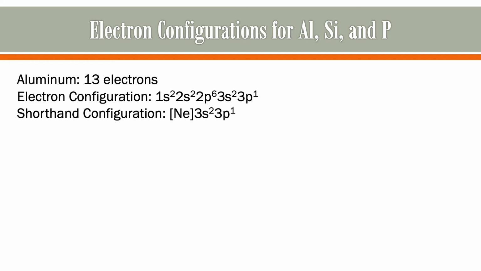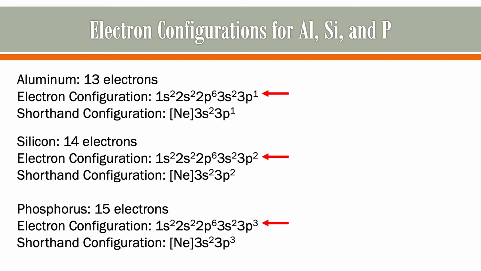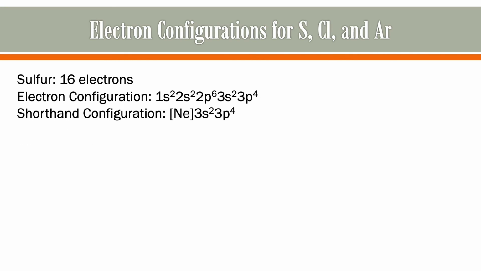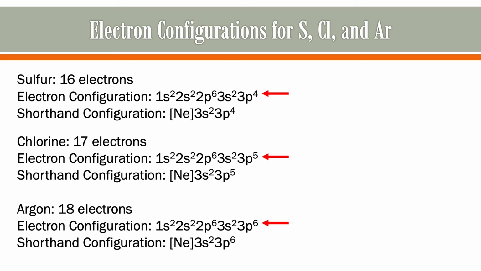We'll now add electrons to the 3p orbitals for aluminum, silicon, and phosphorus. And we'll continue adding for sulfur, chlorine, and argon. The 3p orbitals are now full.